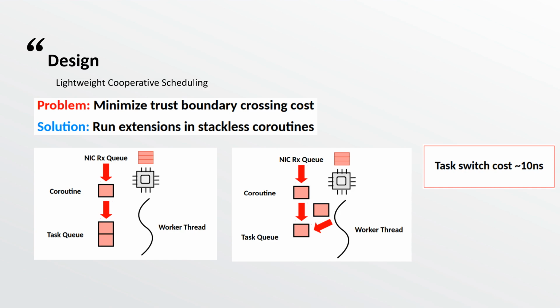And there is another problem. If you switch tasks, it will cost time. So the author designed two data structures, coroutine and task queue. With these structures, it helps a single core switch tasks, and the switch just costs 10 nanoseconds. It's a very good performance.